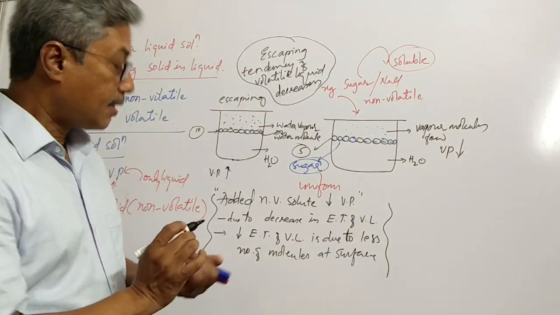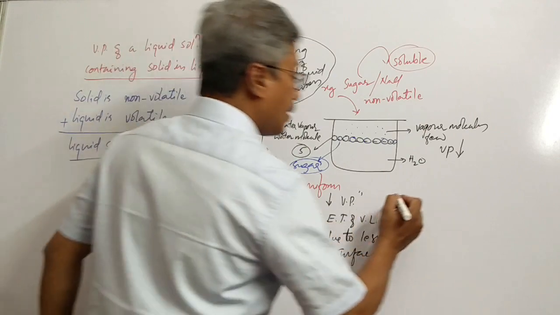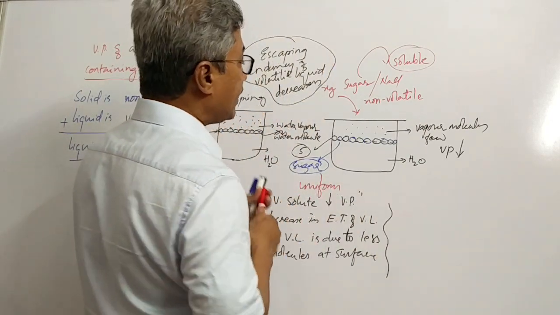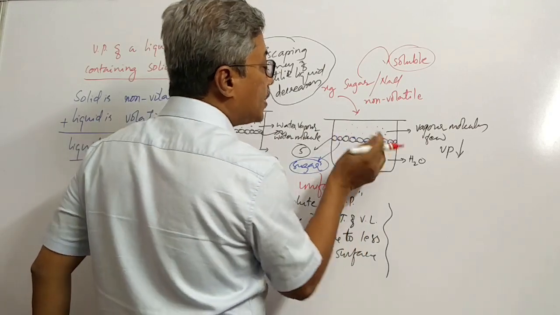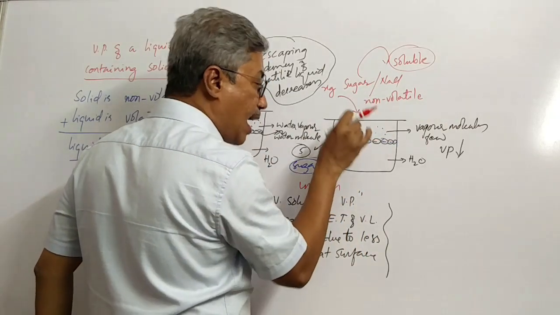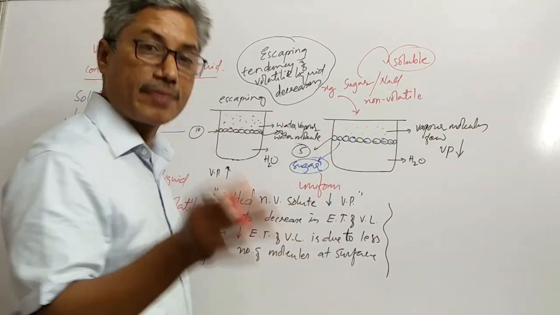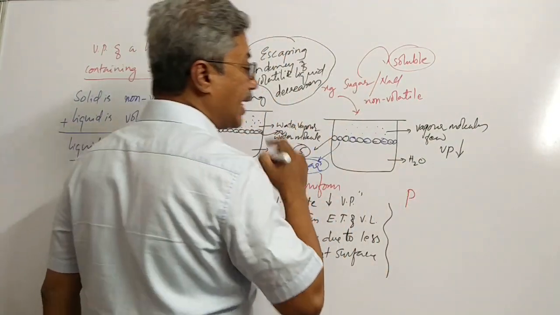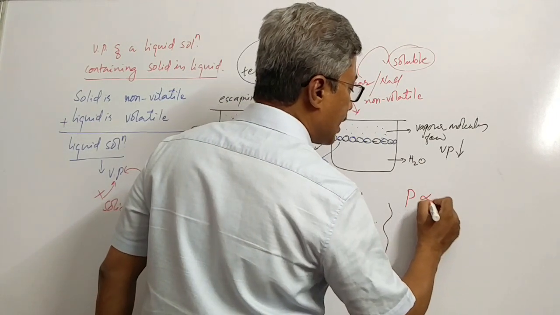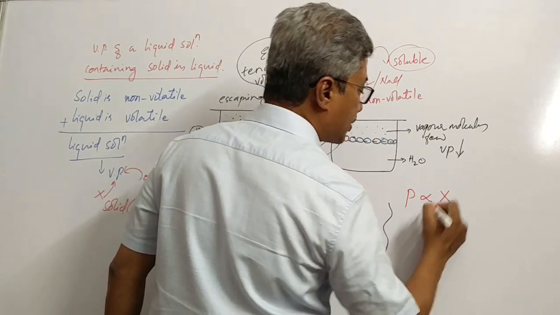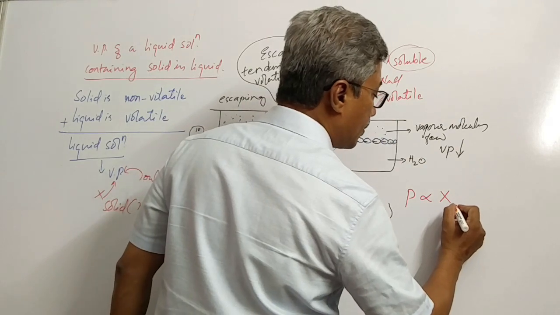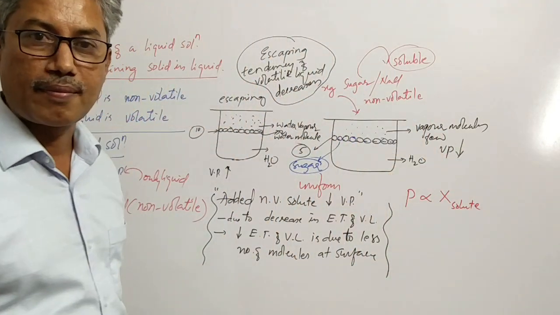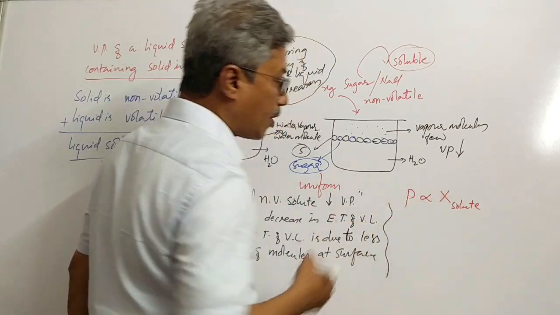Is that clear? Now, the more non-volatile solute we add, the more the vapor pressure will decrease. That means the pressure of the volatile liquid is directly proportional to the mole fraction of the non-volatile solute present in the solution. Clear, students? This is Raoult's law only.